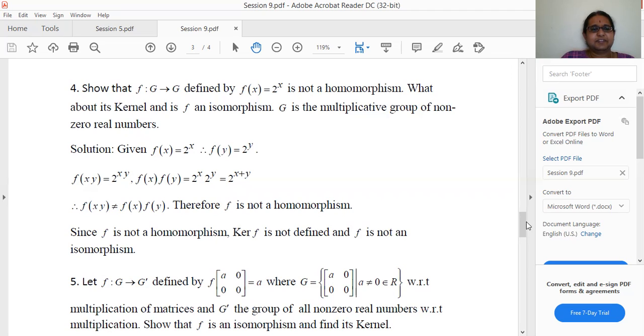So we say f(xy) is not equal to f(x)·f(y). Therefore, f is not a homomorphism. And since f is not a homomorphism, kernel f is not defined and it is not an isomorphism.